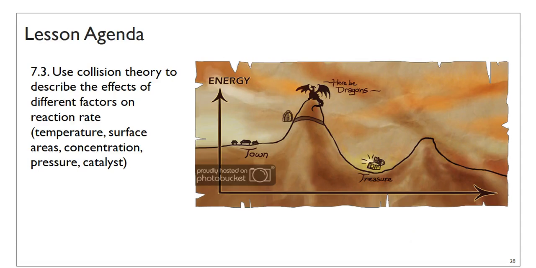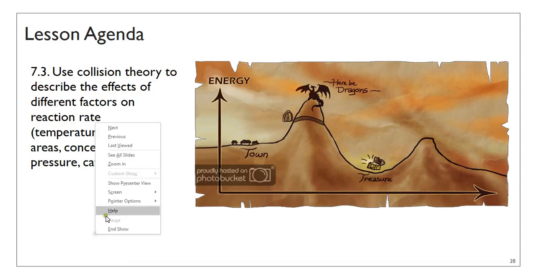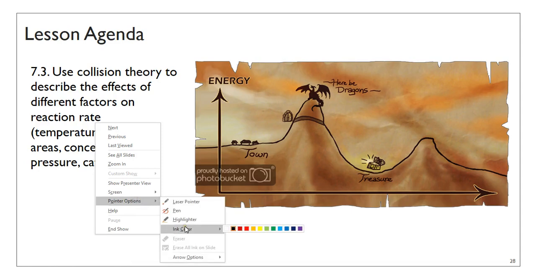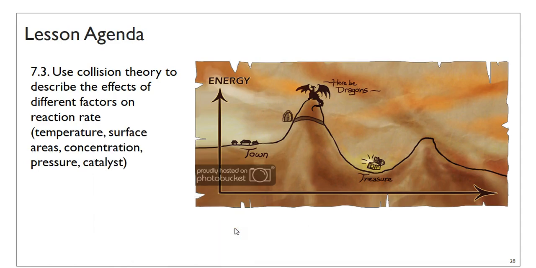Okay, moving on to the third dot point. This topic is such a break compared to redox, but anyway. We'll go on to talk about how you can use collision theory to describe the effects of different factors on reaction rate. We're actually only going to look at these three today: surface area, concentration, and pressure.